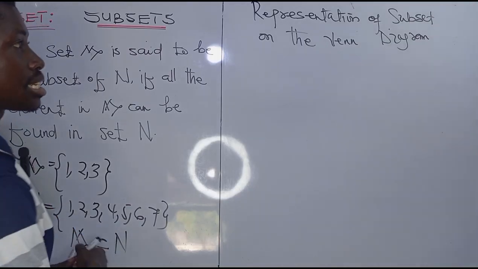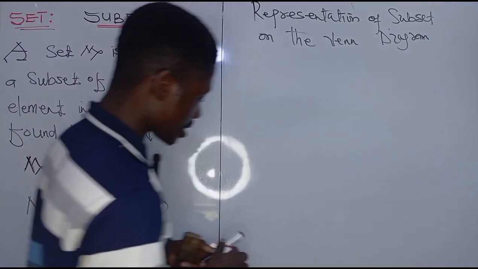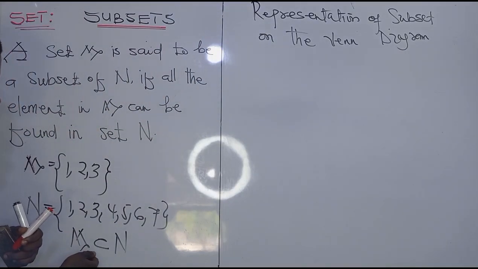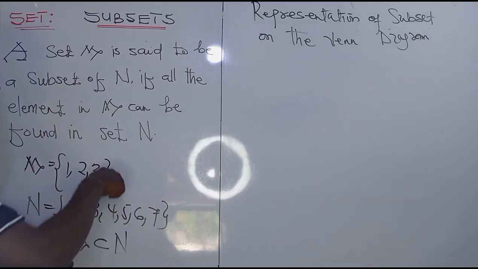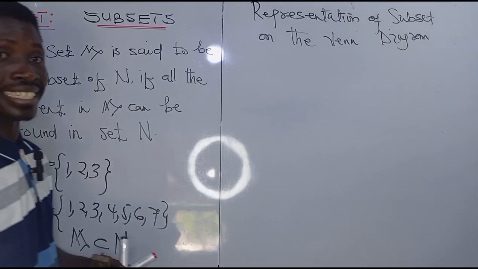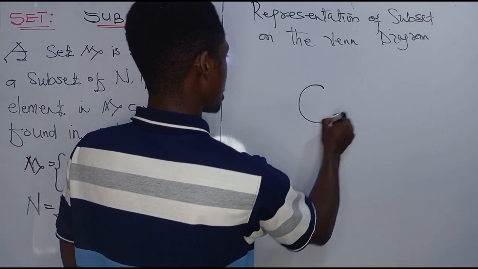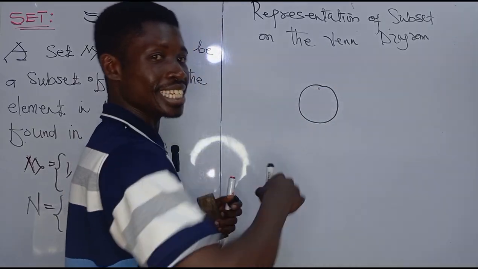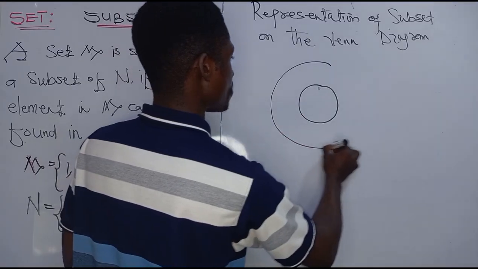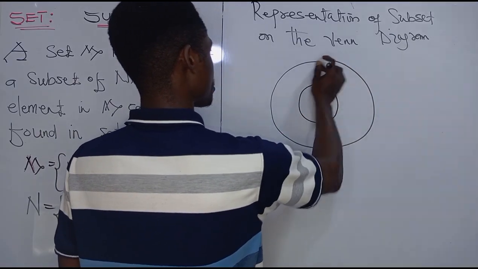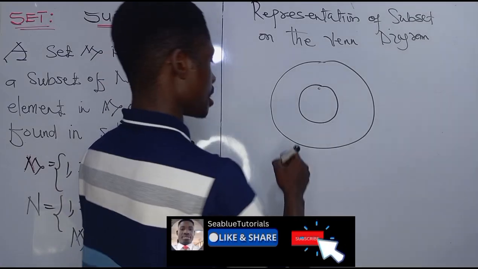So we said that set M is a subset of set N, and we can represent this using the Venn diagram. Good. So we are saying that set M is a subset of set N. It means that set M is contained in set N. So if we are to draw the Venn diagram, set M is contained in set N. So it means that set N becomes the bigger set, and set M becomes the smaller set.